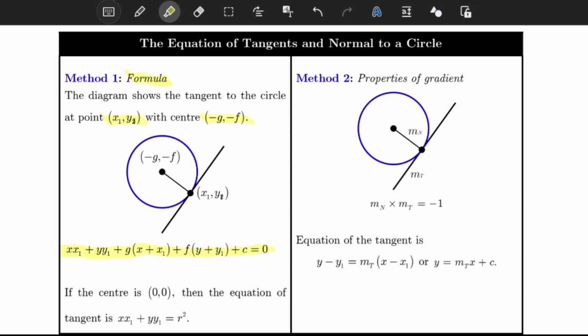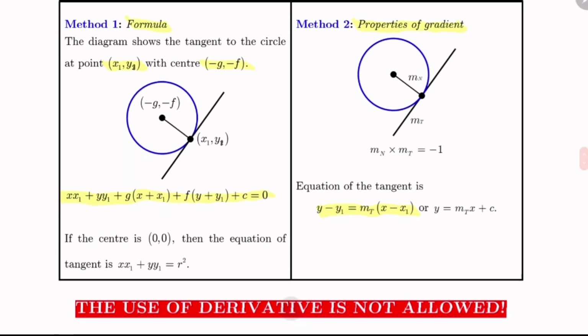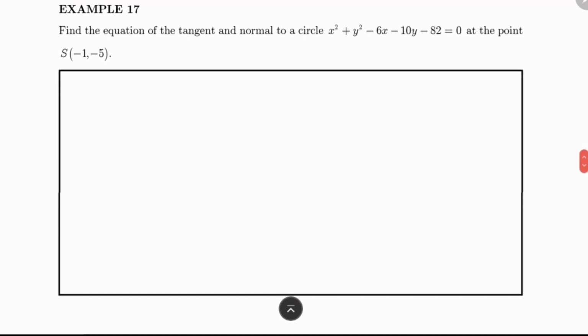So let's proceed to the second method. For the second method, we use the properties of gradient. According to the diagram, we can see that mn multiplied by mt gives -1. mn is the gradient for the normal and mt is the gradient for the tangent. After we get the gradient and the touching point, we are going to substitute into this formula. So let's proceed to example 17.